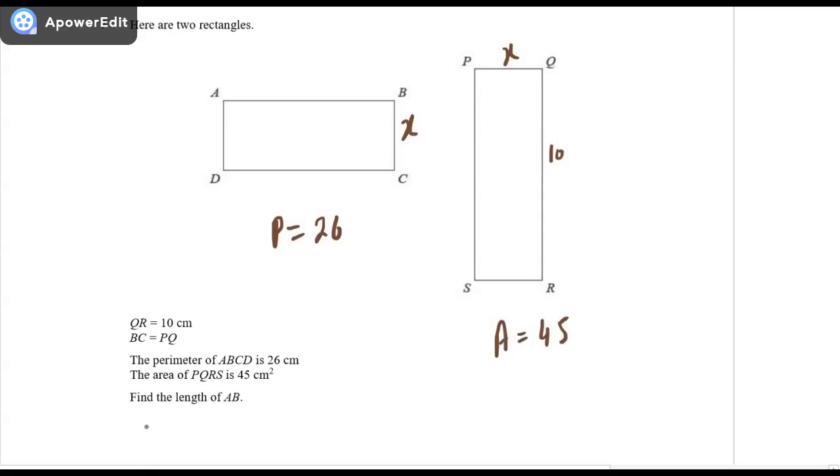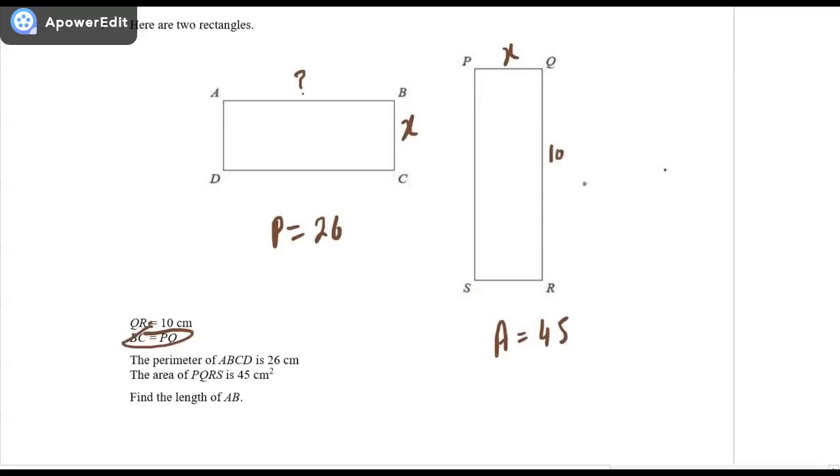Then we're going to find the length of AB, which is that bit. We need to find this bit. Let's first start with this side X. If we know this bit, then we can find this bit as well, because both are the same, as mentioned over here. So how are we going to find this one? 10 times what, you get 45. This is easy, you can divide it, because when you multiply this by that, you get the area.